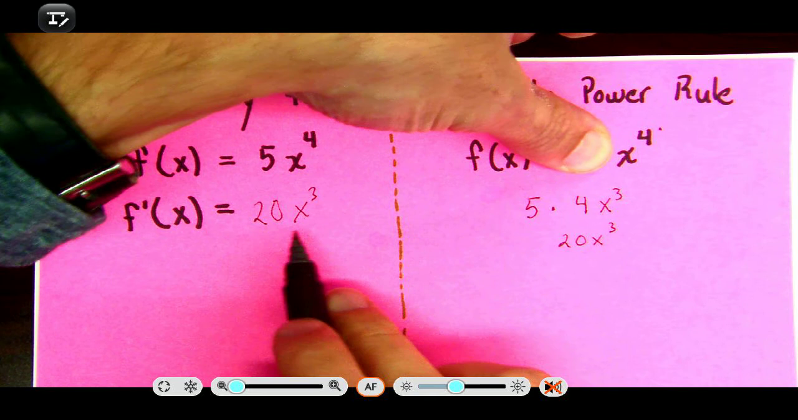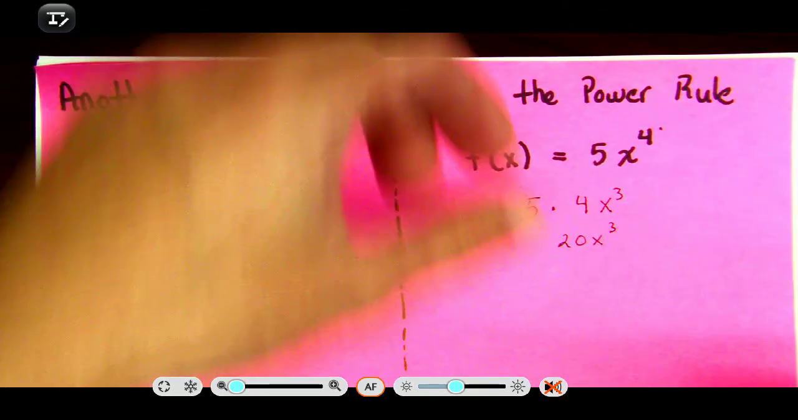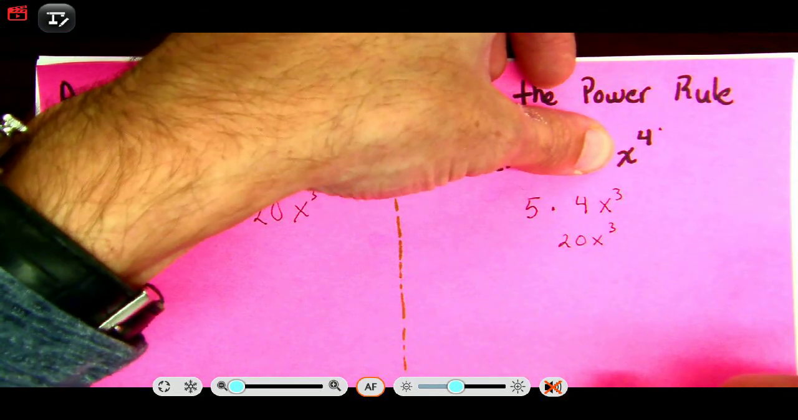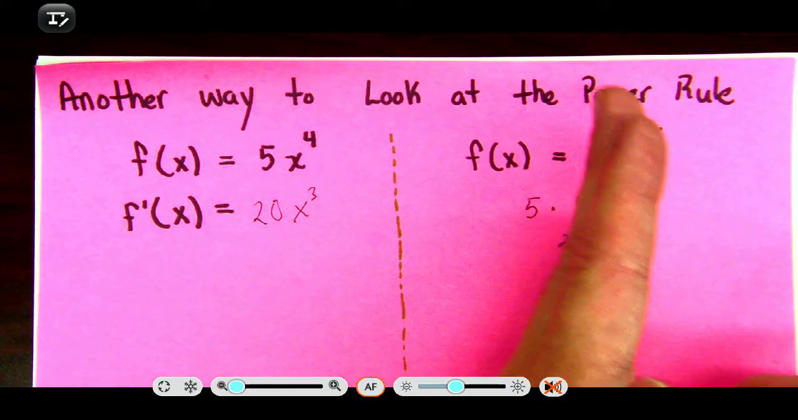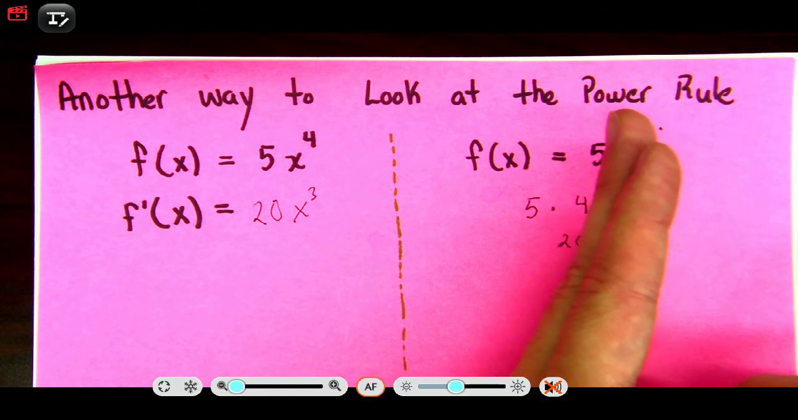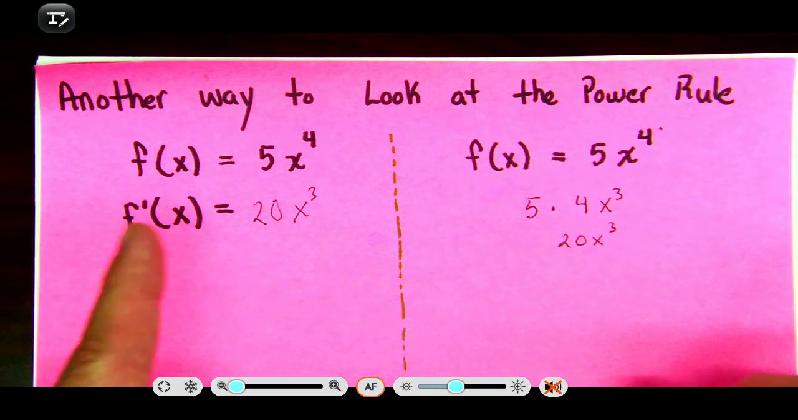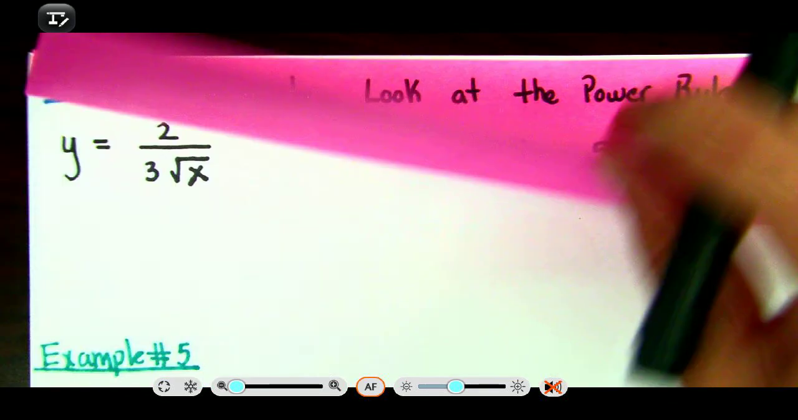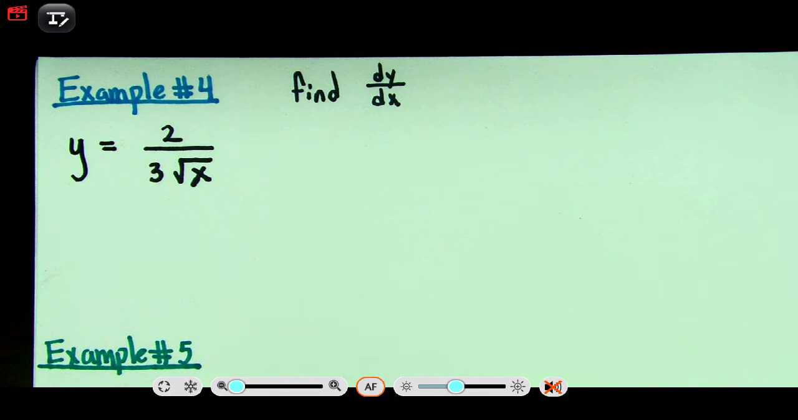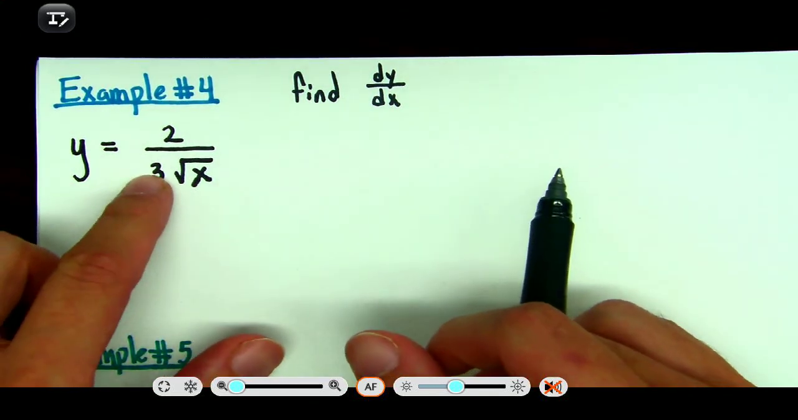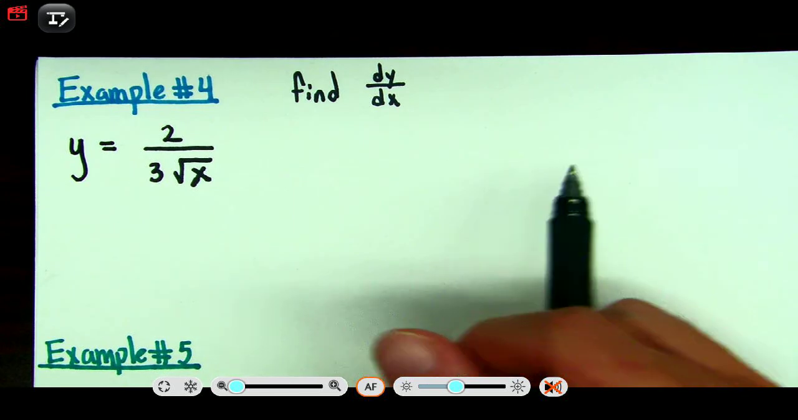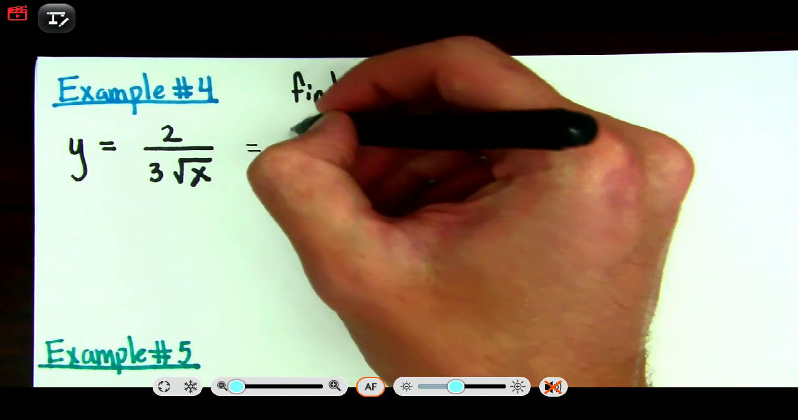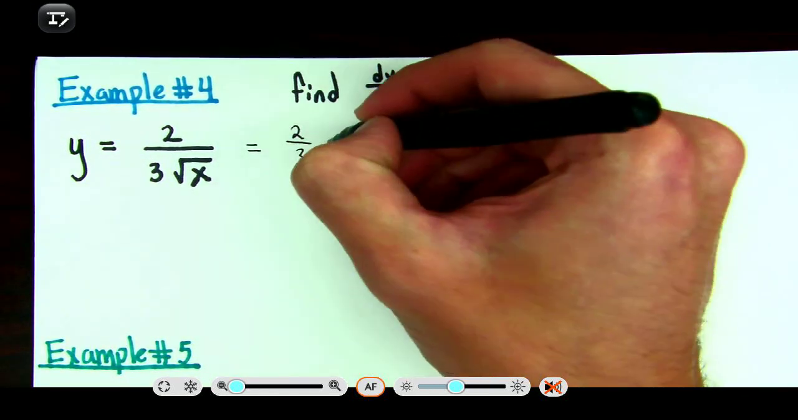So what you're allowed to do is take this constant out, pull it to the side, and then multiply it back in when you're done. Now watch how this technique will help us for the next problem. Because here, if I said, okay, 2 over 3 times the square root of x, this is the same as 2 over 3 times 1 over square root x.